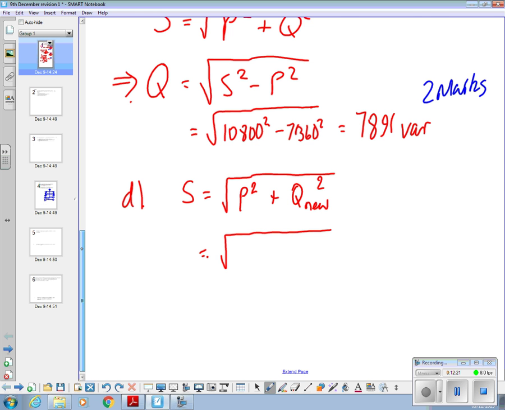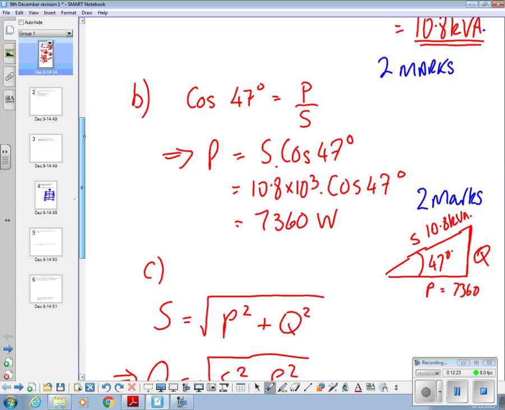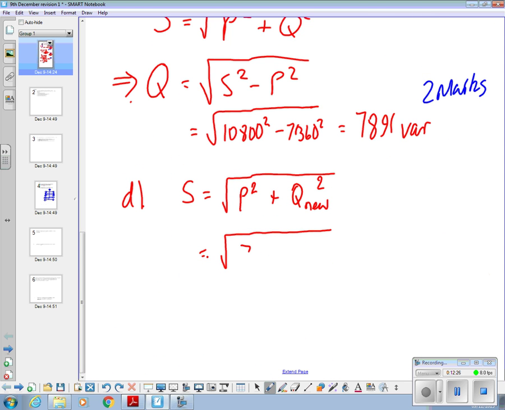Hang on, was it 7360? Yeah, 7360. Q new is the 1500 you've been given in the question. And the answer to that is 7510 volt amperes. Yep. So there's 2 marks for that bit.